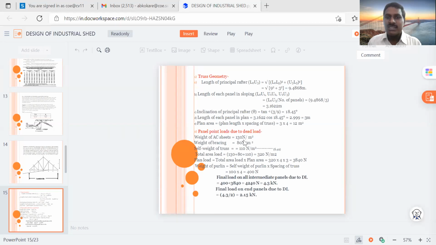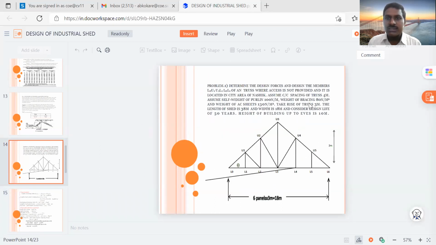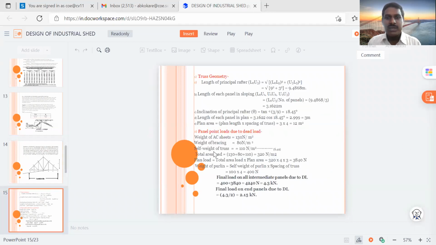Weight of AC sheet is 130 Newton per meter square, given. Weight of bracing is also given, 80 Newton per meter square. Self weight of truss, we can calculate it by span by 3 plus 5 into 10. In this way, they have calculated the self weight of truss as 110 Newton per meter square, and the addition of these 3 is the total load, 320 Newton per meter square.